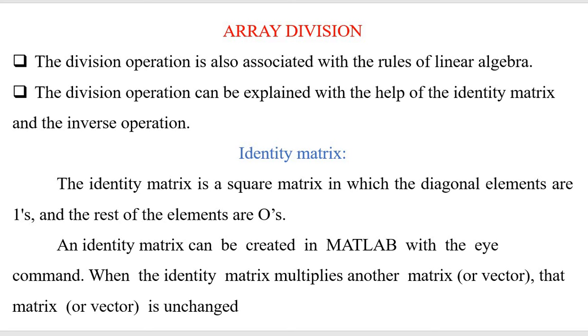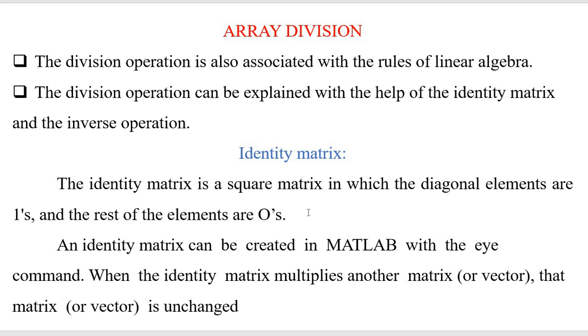The division operation is also associated with the rules of linear algebra. The division operator can be explained with the help of the identity matrix and the inverse operation. So division can be operated in MATLAB with two helps: one is the identity matrix, another is the inverse. What is an identity matrix? An identity matrix is a square matrix in which the diagonal elements are ones and the rest of the elements are zeros. If you have any square matrix where the diagonal elements are 1 and the remaining elements are 0, we call it an identity.